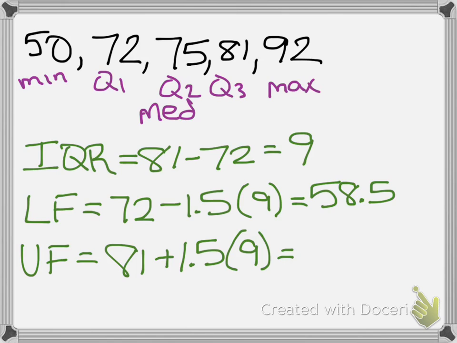Okay, so that 1.5 times 9 again is 13.5. So now we're going to add 81 and we're going to get 94.5. So that's our upper and our lower fences. Okay, so now we can go ahead and look at our 5-number summary and create that box plot from that.